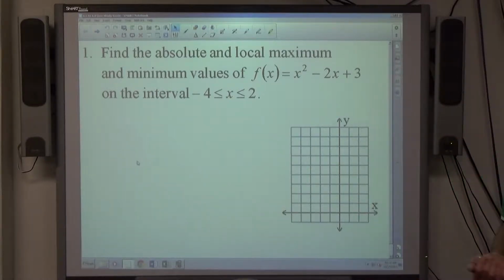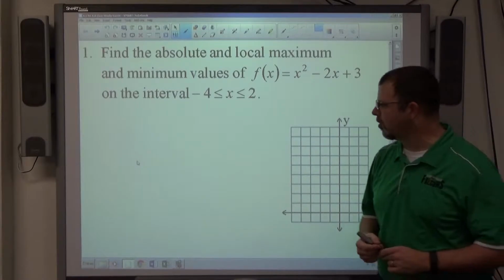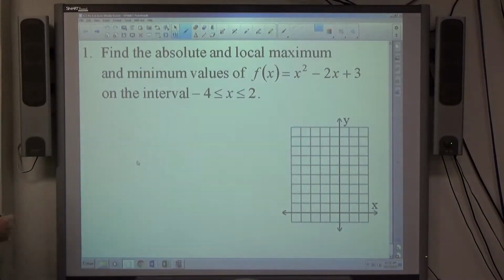Okay, number one, find the absolute and local maximum and minimum values of f of x equals x squared minus 2x plus 3 on the interval from -4 to 2, with equals, which means that the endpoints themselves are included. That might come into play and be important.